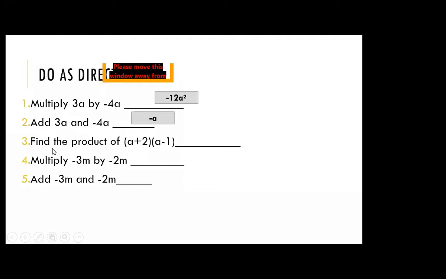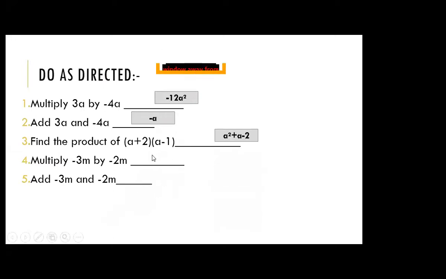Okay. Now, question number 3. Find the product of a plus 2 and a minus 1. Can you give me the answer? What is the answer number 3? Okay, answer number 3, beta, we have to multiply these two brackets and we get the answer a square plus a minus 2.